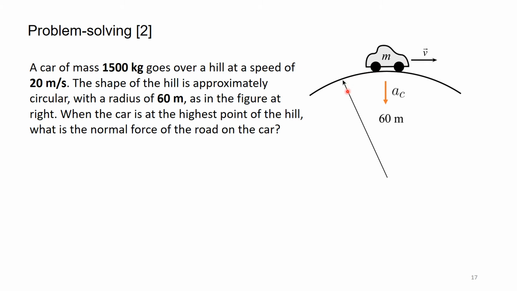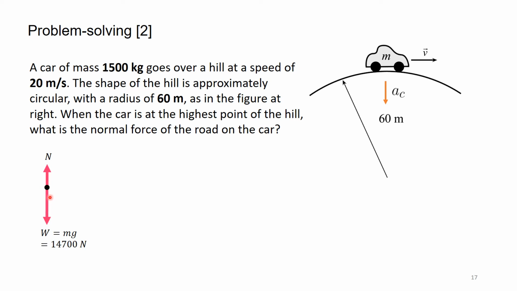Okay, now before we continue, let's look at the acceleration of the car. So the car is moving in a circle, which means there has to be a centripetal acceleration. So the centripetal acceleration must point to the center. So when the car is at the top of the hill, the acceleration must be pointing down. Okay, so if the acceleration is pointing down, this tells us that the normal force must be less than the weight. All right. So let's calculate and try to figure out exactly how much the normal force is.